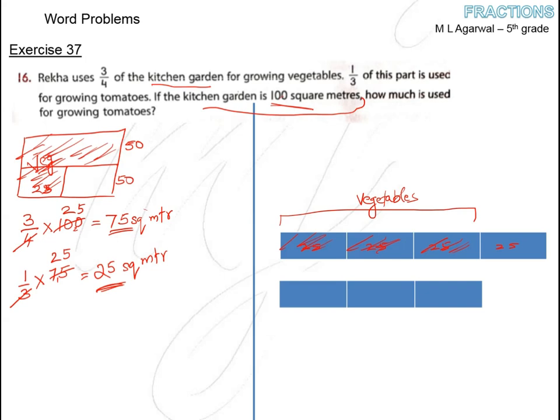Okay. Now 1/3 of this vegetable. So this part I have taken down and divided into 3 equal parts. So 1/3 of this part. So each part is how much? 25, 25 and 25. Correct? I have taken 1/3 of this. Now 1/3 becomes only this much, this shaded part. So 1/3 is used for growing tomatoes. So how much is used for growing tomatoes? 25 meters square is used for growing tomatoes.